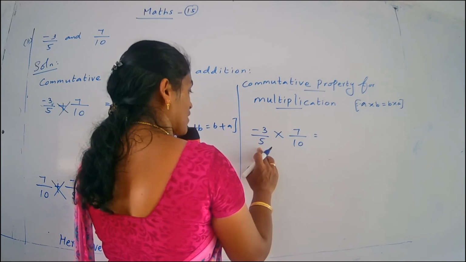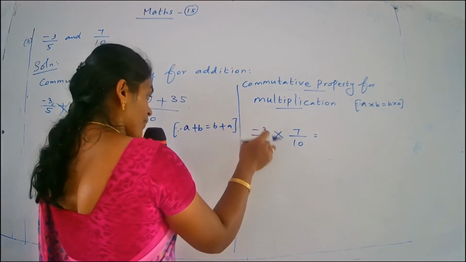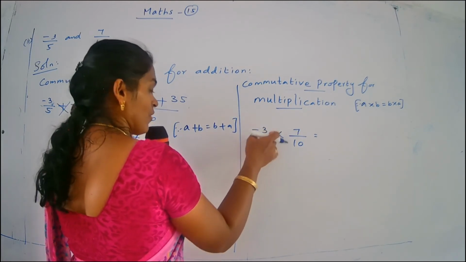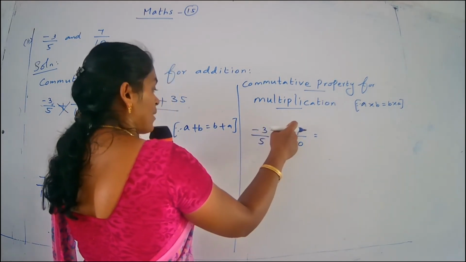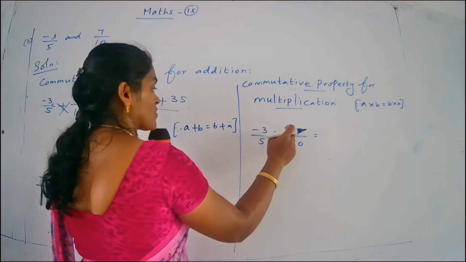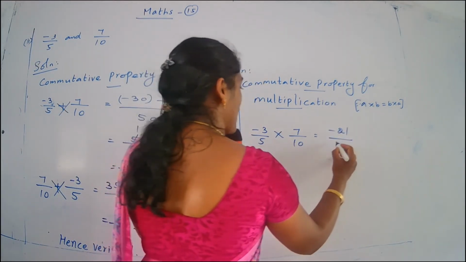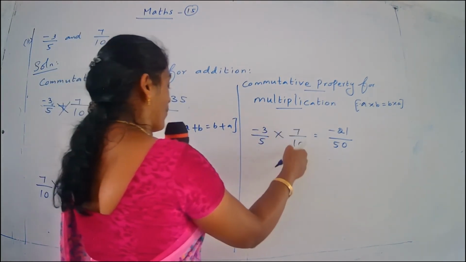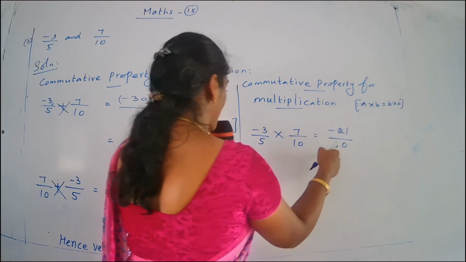In multiplication, first of all, you check if any common factors are there between numerator and denominator. Here not there. So we multiply numerator by numerator. So minus 3 into 7, minus 21, upon 5 tens are 50. So minus 3 upon 5 into 7 upon 10 is equal to minus 21 upon 50.